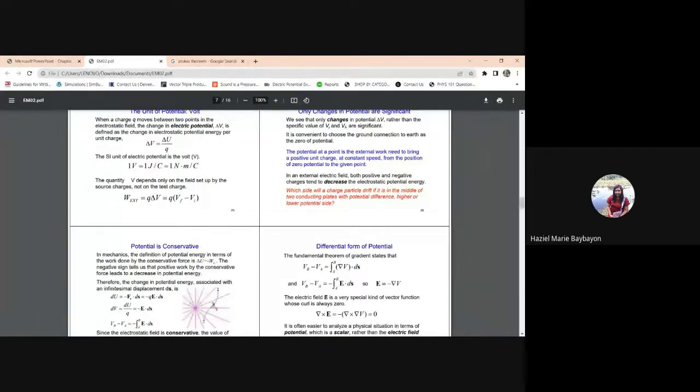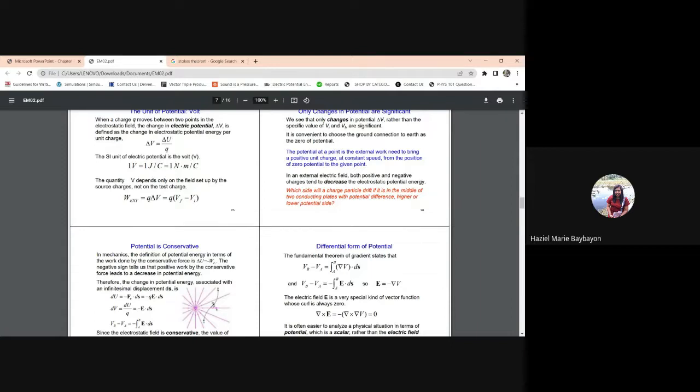Okay. So the potential at a point is the external work that is needed to bring a positive unit charge at constant speed from the position of zero potential to the given point. Okay, nakuha ninyo, from infinity towards r equals 1 meter, there should be work in order to maintain that particular position. Tingnan nyo ganito, kung pareha sila positively charged, there will be repulsive forces. So lisod i-maintain ang 1 meter nga distance.